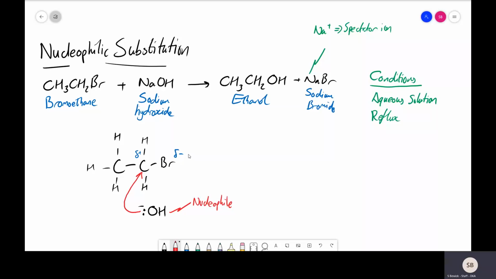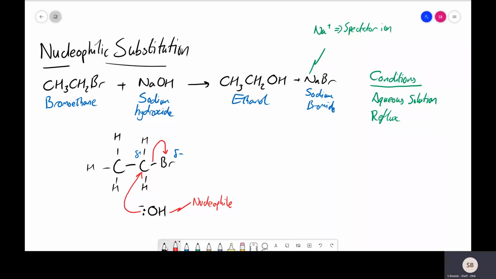And to show that that's the bond that's breaking, we draw another curly arrow. A curly arrow has to start from a pair of electrons. So it's going to start from the covalent bond between the carbon and the bromine, and the electrons are going to move onto the bromine. And that's the reaction mechanism.